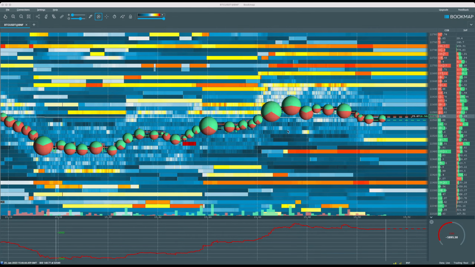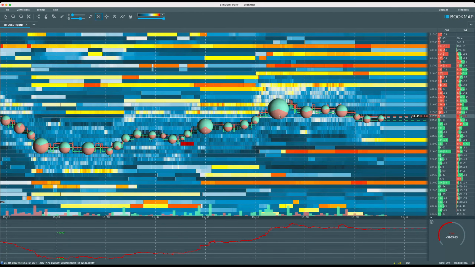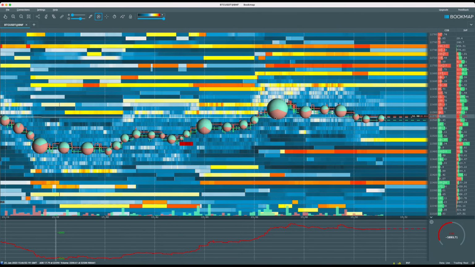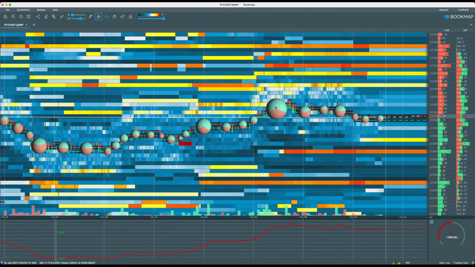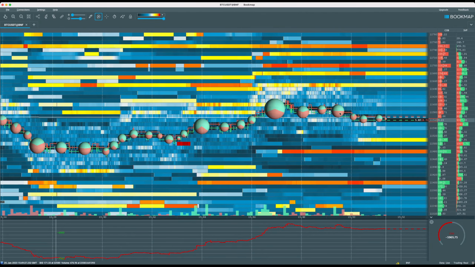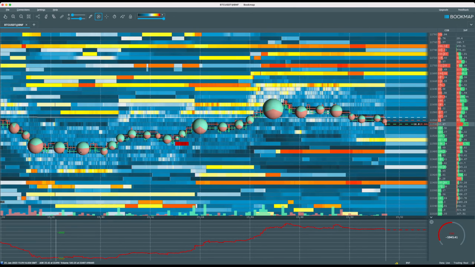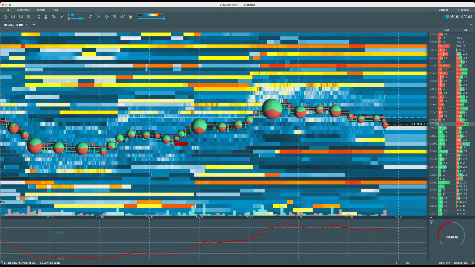I'll just take this down a little bit. You can see here, there were more buyers than sellers in this current market, in these market orders here. Again here, more sellers than buyers, and so on and so forth. They were quite evenly matched here. So this gives you an idea of where the buyers and sellers are.